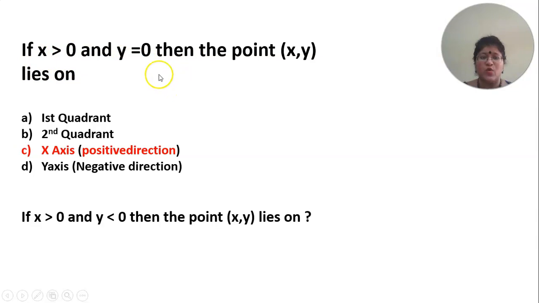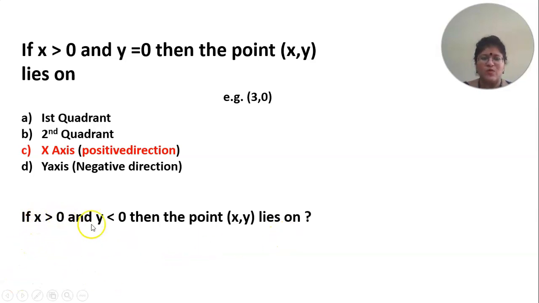X is greater than 0 and y is equal to 0. Now if you get confused with such type of questions, cite an example. X greater than 0. I've taken 3. Any positive number is greater than 0. And y is equal to 0. So y coordinate has to be 0. So when it is such type of coordinates, where do you think they will lie? They will lie on the x-axis because 4, 0, 5, 0, 10, 0, -3, 0 means it is lying on the x-axis. Now, I want you to think about this.